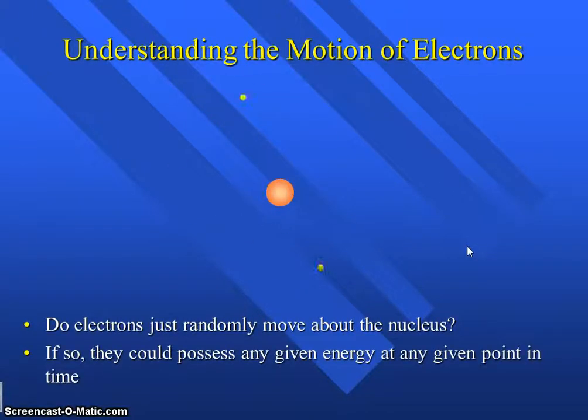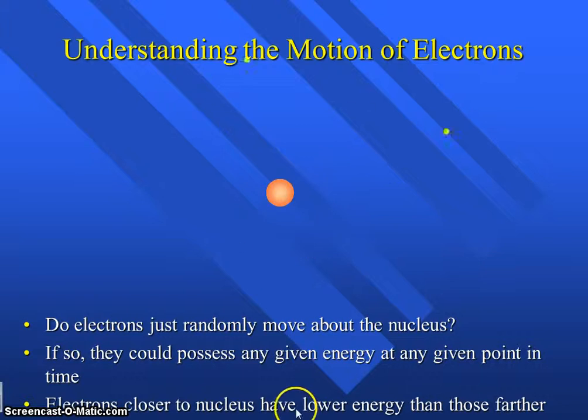One thing you need to understand about electrons is that the energy that an electron has depends on its distance from the nucleus. When your electron is close to the nucleus, it has a lower energy, and as the electron gets farther and farther away, the energy gets higher and higher.